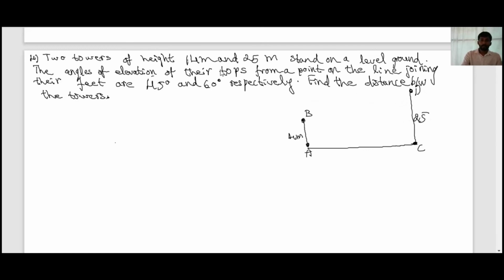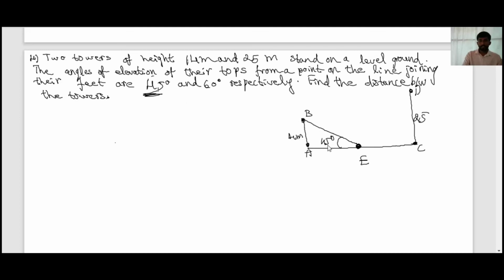Now see, angle of elevation of their tops. Okay, that means from B and D, a point on the line joining the feet of the two towers. Here see AC is the line which joins the feet of the towers. Somewhere some point is there, name it as E. If you observe the tops of these two towers from the point E, then angles of elevation are given. If you are looking at the tower AB, of height 14 meter, from the point E, then the angle of elevation is given. What's the angle of elevation? It's equal to 45 degree.